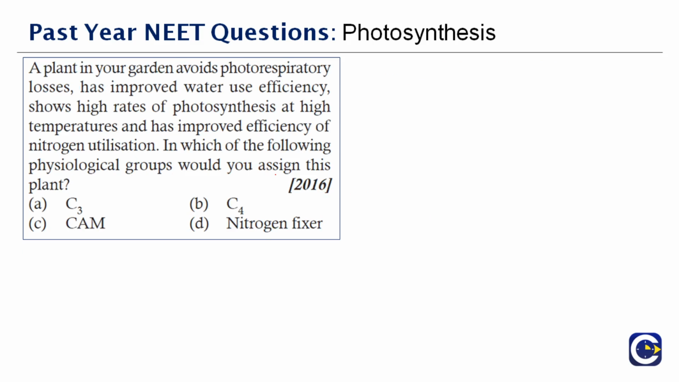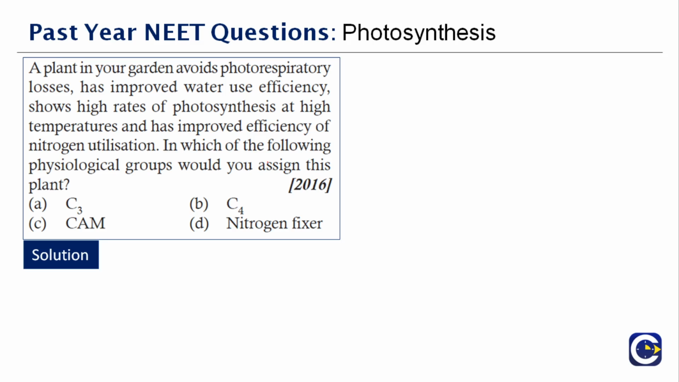Okay, next question here. A plant in your garden avoids photorespiratory losses, has improved water use efficiency, shows high rates of photosynthesis at high temperatures, and has improved efficiency of nitrogen utilization. In which of the following physiological groups would you assign this plant to? So here they are giving you a scenario where you have to read it clearly and answer it. So it's basically to do with your logic. It has nothing to do with your book. So they're giving you a scenario, just have to match and see.